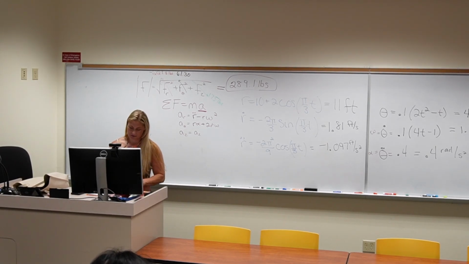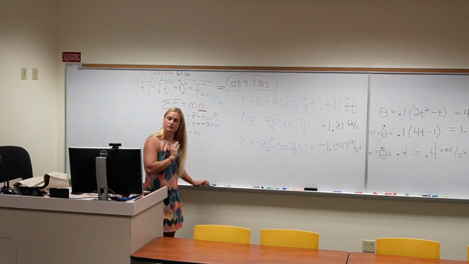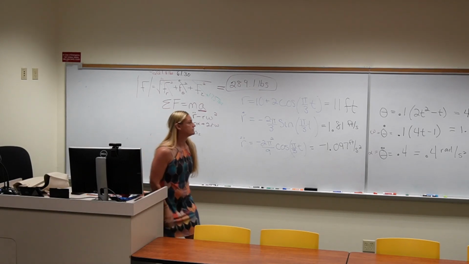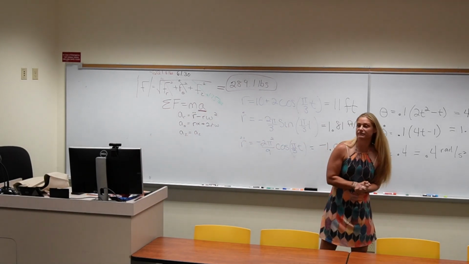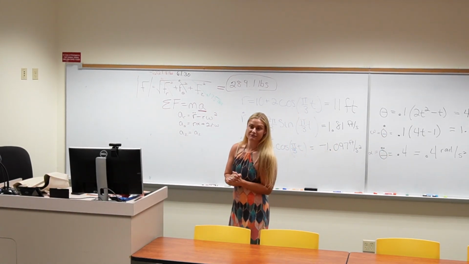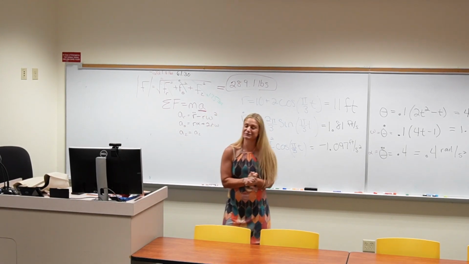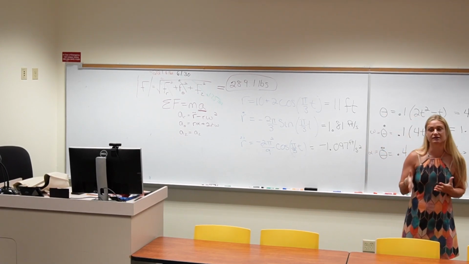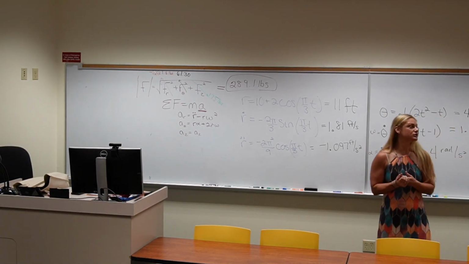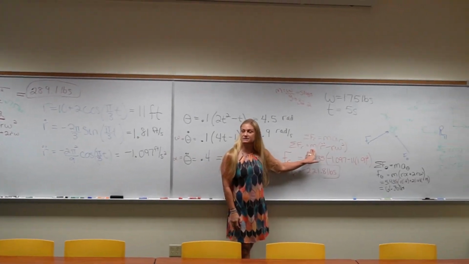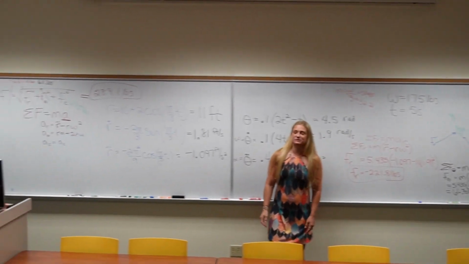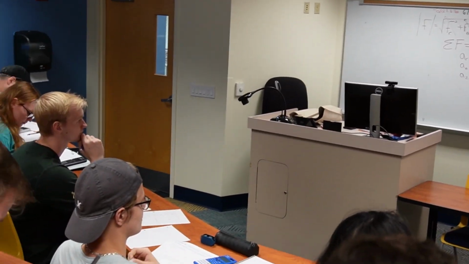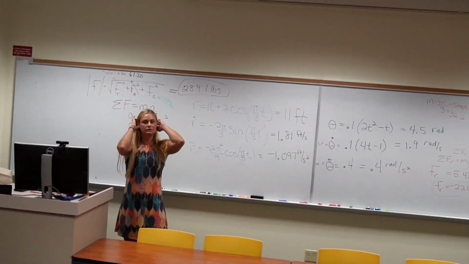Why did we divide 175 by 32.2? How much do you weigh? You weigh 175 pounds, okay. Is that your weight or your mass? That's my weight. So to get mass, you have to divide by gravity. Very good. Any other questions?